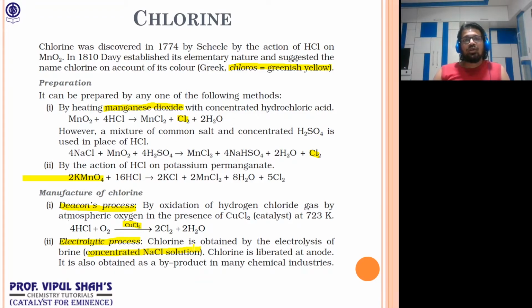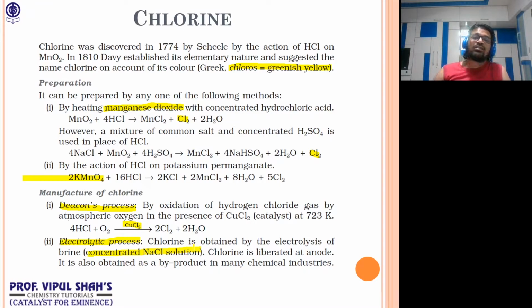At the anode, what's going to happen now, people? At the anode, we have chloride ions and OH ions. Out of the two, the oxidation potential of OH ions is more. So, theoretically, OH ion should have oxidized and liberated oxygen gas. But the gas liberated at the anode is not oxygen, it is chlorine gas.